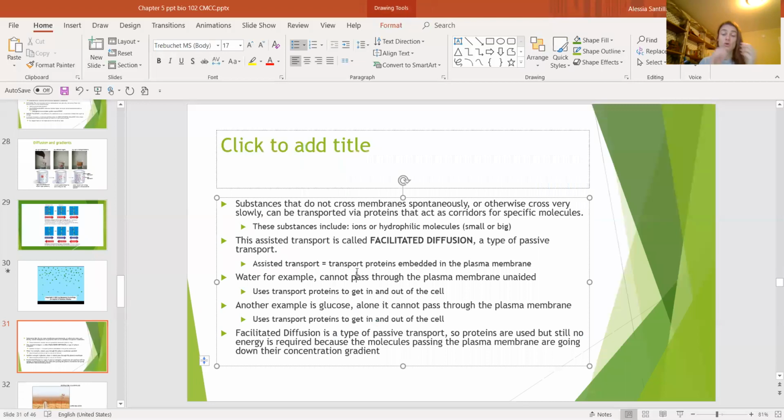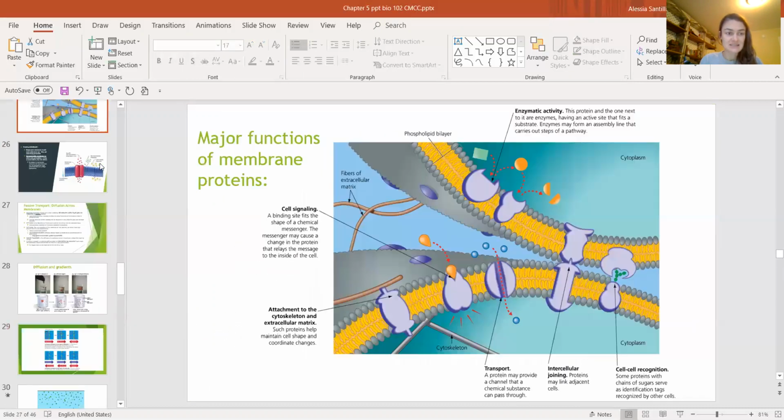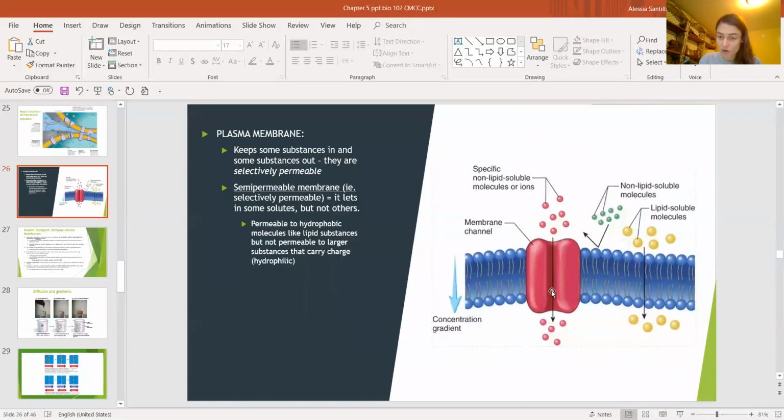Okay, so as we were saying, not many things can pass the plasma membrane because the plasma membrane is semi-permeable, right? But what if the cell needs a hydrophilic molecule, or a big molecule like glucose, a sugar? Sugar cannot pass across this plasma membrane by itself. It just can't. So in that case, it's going to need the help of proteins, of protein channels or protein tunnels. Basically, these proteins, as you can see in this picture right here, form this channel.